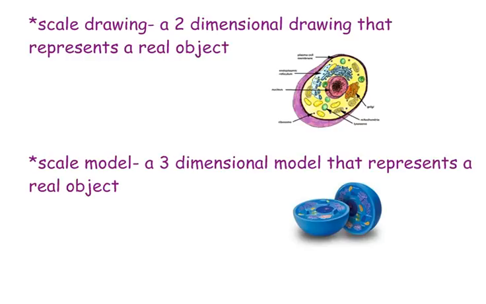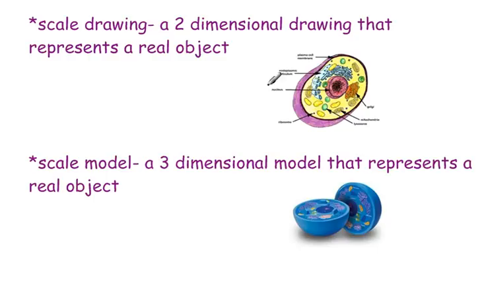We use scale drawings and scale models all the time, especially in the areas of science, because we cannot always see something because it is either very big or very small. For example, we can't really see our cells. If you just look at your hand, you can't see the cells that it is made up of.